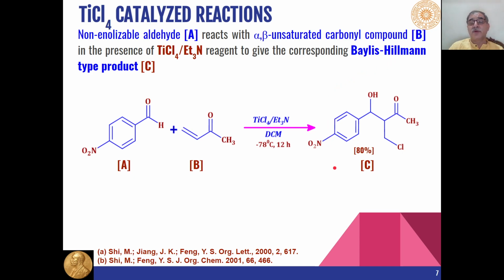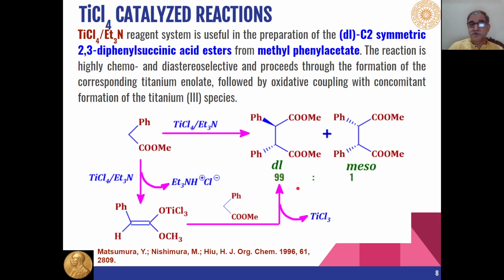Baylis-Hillman type of products are formed in 80% yield in the present case when we are using 4-nitrobenzaldehyde as the non-enolizable aldehyde. Then this TiCl4 triethylamine reagent can also be used for the dimerization of esters having methylene groups present.